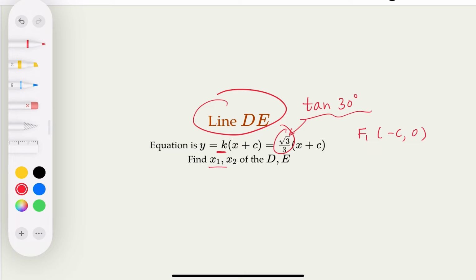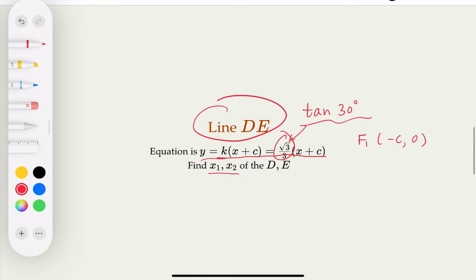Now the x coordinates of the two points satisfy the equation by plugging this line equation into the ellipse equation, x squared over 4c squared plus y squared over 3c squared equals 1. All right, a lot of algebra for the poor five points. I don't know why they're doing that. Okay, let's plug it in. Here y squared would equal 1/3 of x squared plus 2cx plus c squared, right? And then you plug into this equation here.